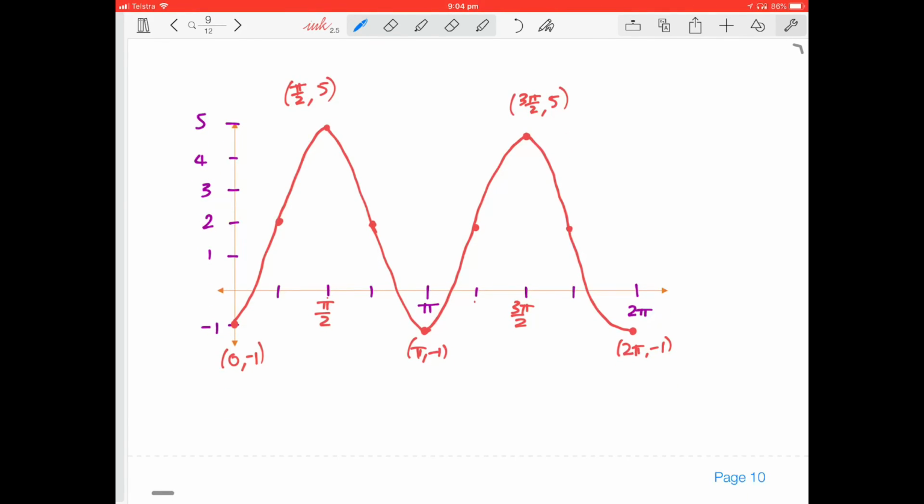Now, of course, our period was pi. That's how long it takes to complete one full graph. And we've got two full graphs here because it's between 0 and 2 pi. My range, y is an element of... What's my lowest value? -1. What's my highest value? 5.